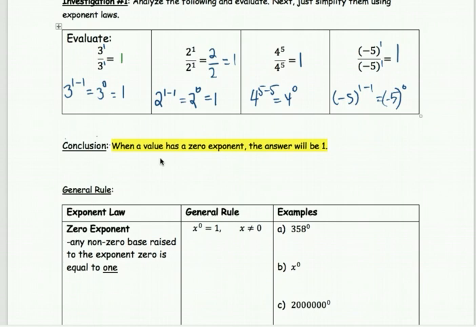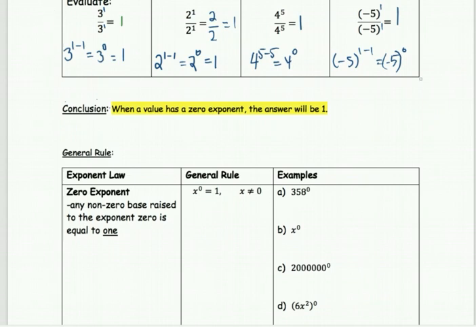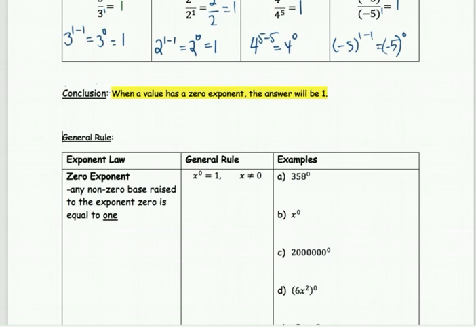This applies if the exponent is on that number, like 3, then it becomes a 1. But if you have some other stuff on there, then you have to be careful. We're going to look at some examples now. Here's the general rule: any non-zero base, so you can't have a base that's 0, because then it just won't work, the answer will be 1 when the exponent is 0.